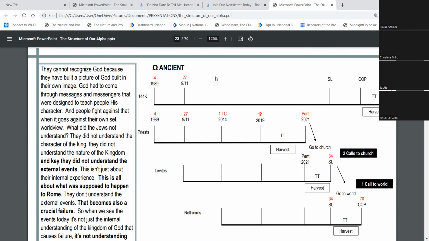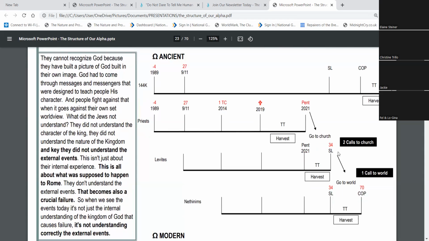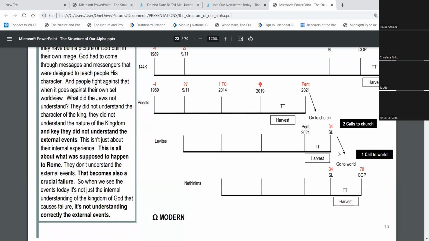What did the Jews not understand? They did not understand the character of the king. They did not understand the nature of the kingdom. And they did not understand the external events. This isn't just about their internal experience. This is all about what was supposed to happen to Rome. They don't understand the external events. That becomes also a crucial failure. So when we see the events today, it's not just the internal understanding of the kingdom of God that causes failure. It's not understanding correctly the external events.